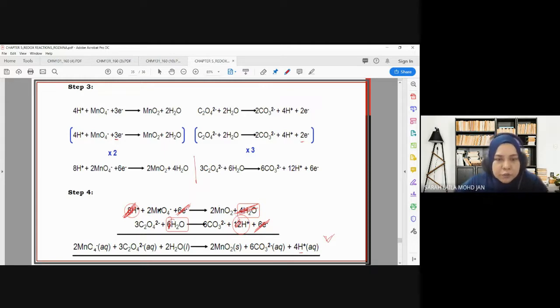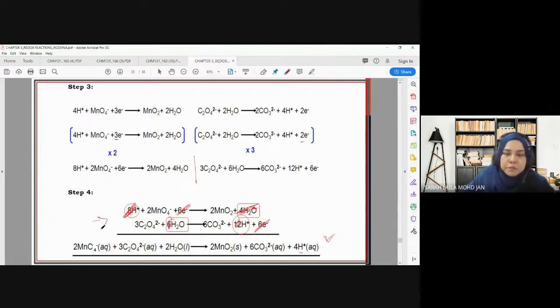Baru kita adding dia. 2 MnO4 tambah 2 C2O4 2 negatif, plus 2H2O. Bukan 6, 2H2O. And then masukkan 2 MnO2 plus 6 CO3 carbonate and then plus 4H plus. Okay. Maksud dia dalam equation ni you tak akan jumpa kiri dan kanan ada H2O, kiri dan kanan ada H plus, tak ada. Dia mesti salah satu sajalah. Sebab kita cancel out dia during this step.